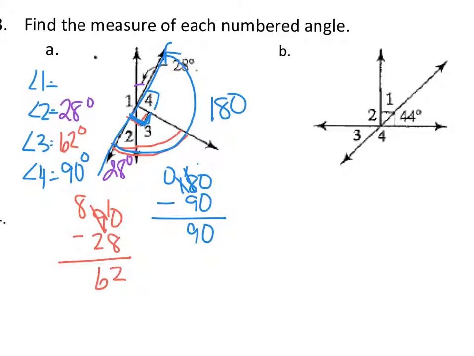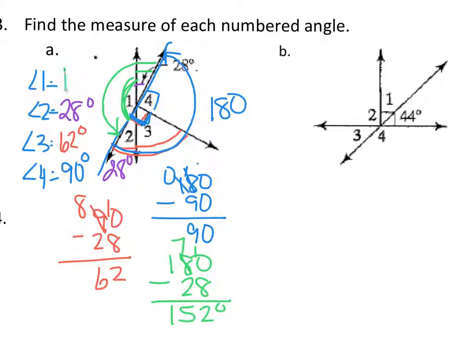And we still need to find angle 1. Well, we know that this is 28, and the whole angle from here to here would be 180. So if we do 180 minus 28, that will give us what's left over, and we'll know what angle 1 has to be. So I'm going to go ahead and subtract these two. So angle 1 must be 152 degrees. So you just really have to reason through and look at what you're given and then figure out what you can find out from there.